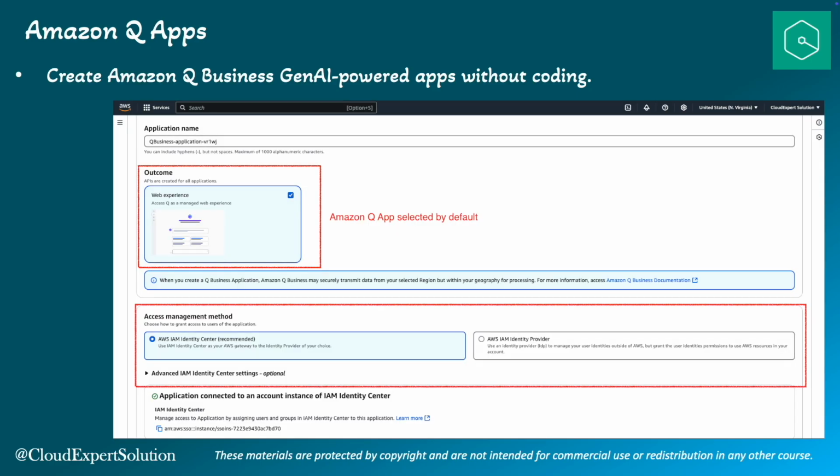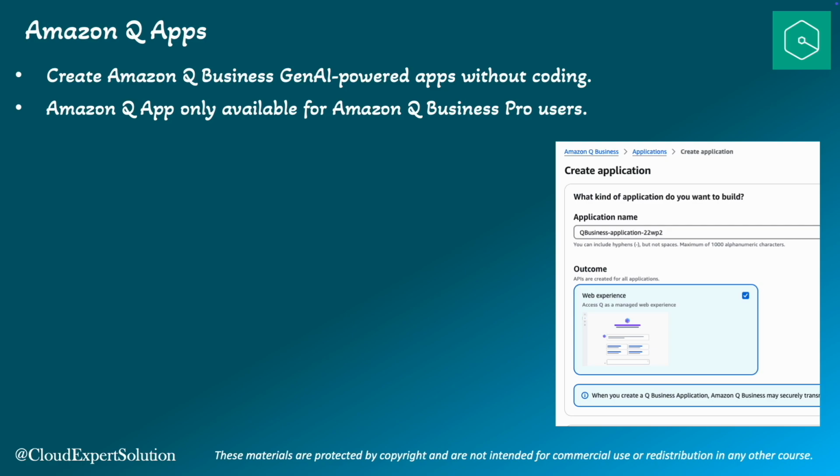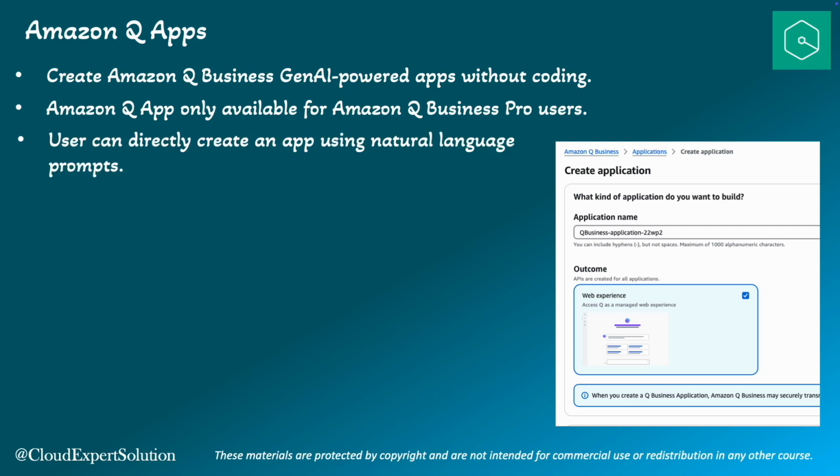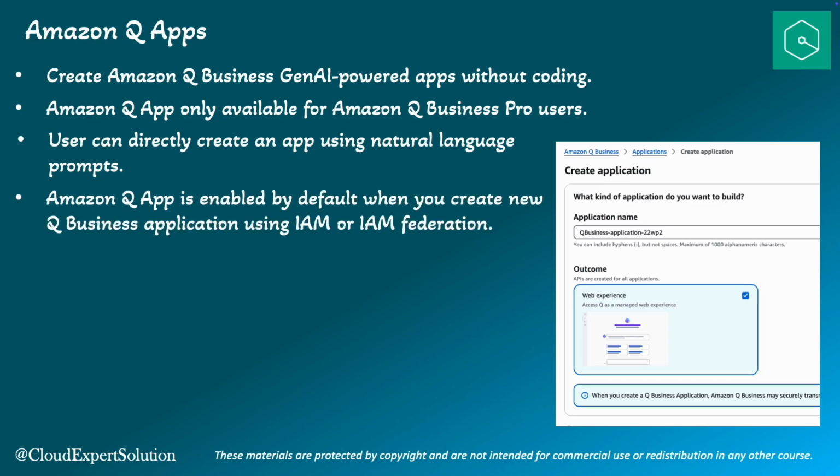Here is a screen print of Amazon Q Business. Amazon Q Apps is enabled by default when you create a new Amazon Q Business application using the Amazon Q Business console, and you can use IAM Identity Center authentication or even IAM federation. Amazon Q Apps is only available for Amazon Q Business Pro users. Please remember that it's not available for any other subscription. And you can directly create an app using natural language prompts using Q Apps.